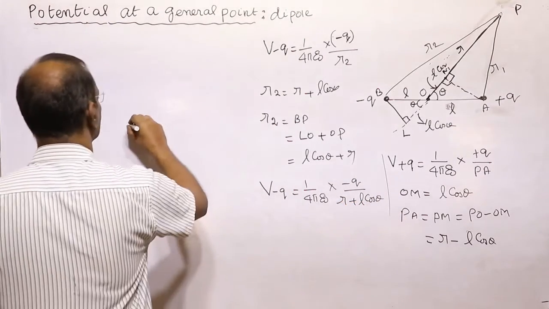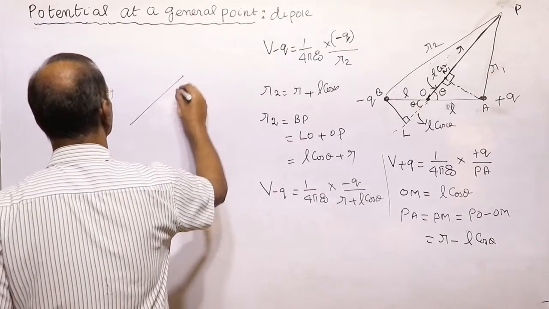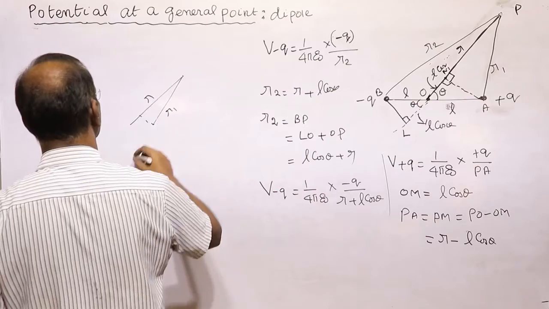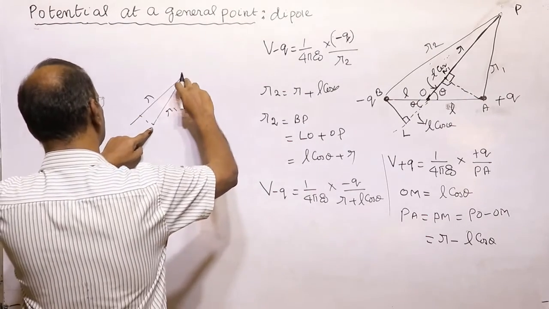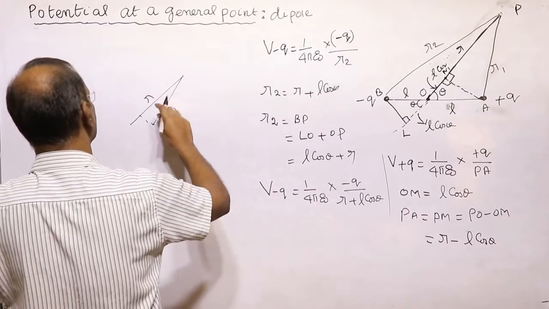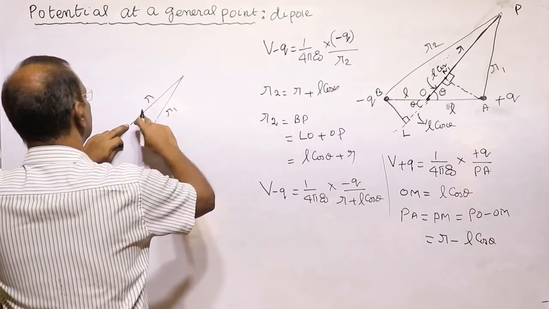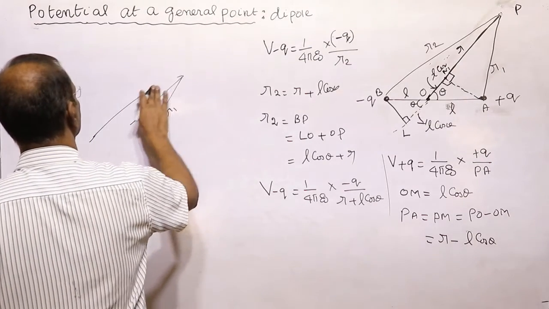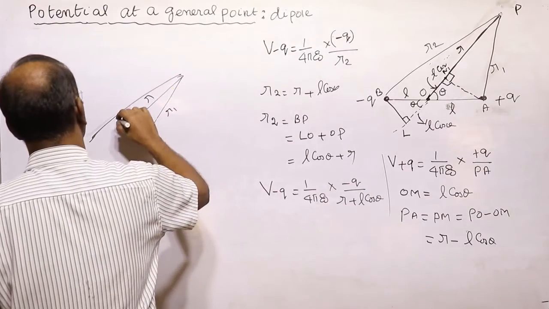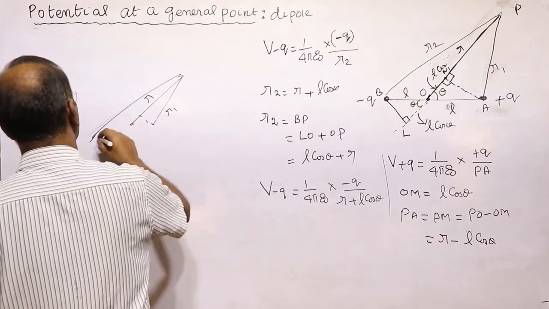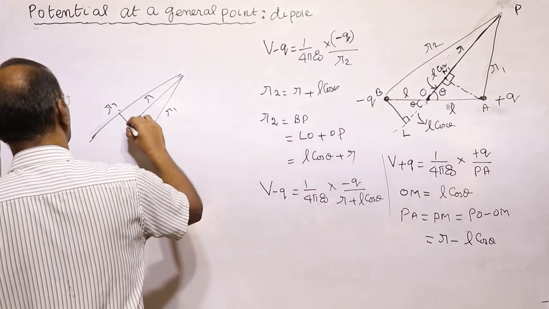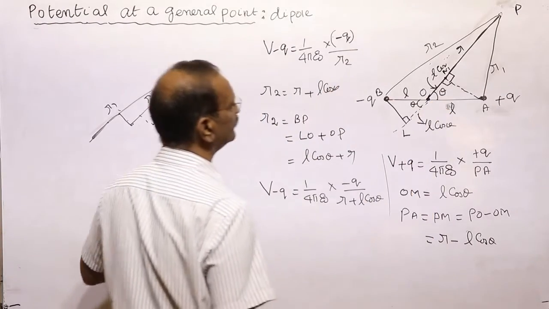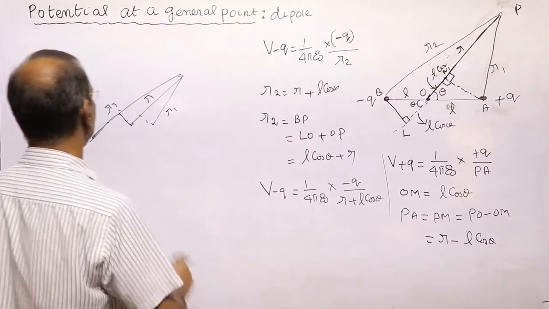Very simple. See, this is R, and this is R, this is R1. So both are the same distance. From here, if you deduct this distance, you will get R1, and R2 is like this. So if you deduct this, what is R2? R2 is equal to R plus this portion. That is R2. Okay, we got it.